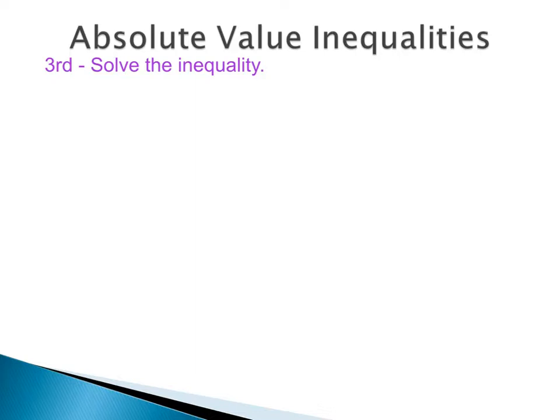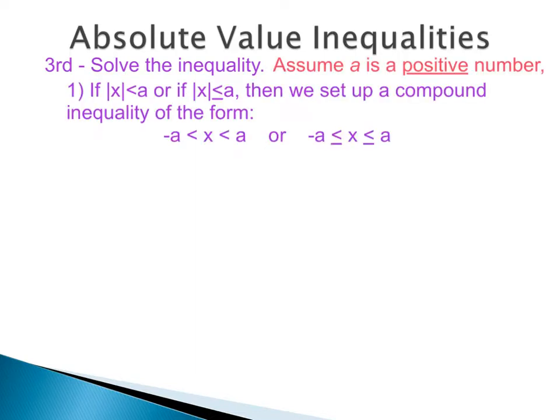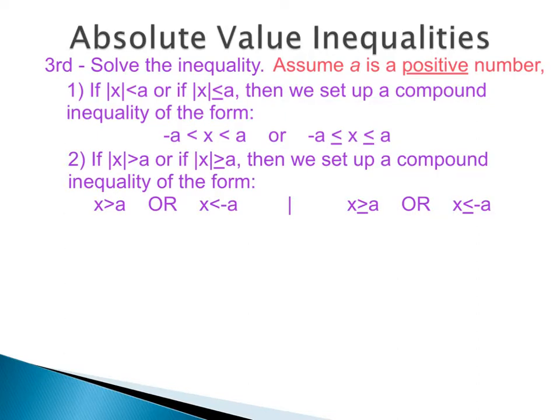If we have the absolute value is less than a number a, then we want to set up a compound inequality of the form negative a is less than x, which is less than a. Essentially, you want to think of it as setting up one long inequality. So if the absolute value of x is less than a, and also less than or equal to, so less than or equal to will be interchangeable, you're going to set up one long compound inequality. Negative a is less than x, which is less than a. If the absolute value of x is greater than a, or greater than or equal to a, then we set up a compound inequality of the form x is greater than a, or x is less than negative a. Essentially, you're going to be making two separate inequalities.